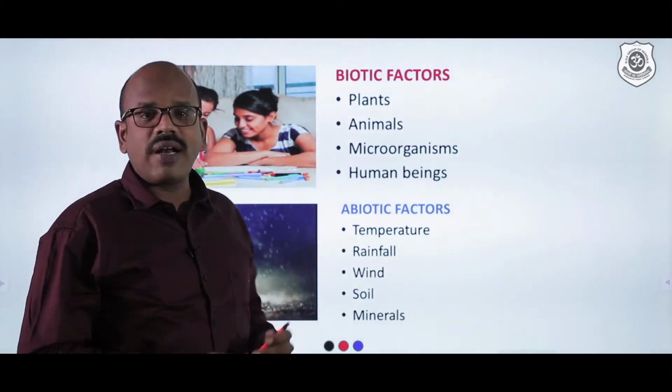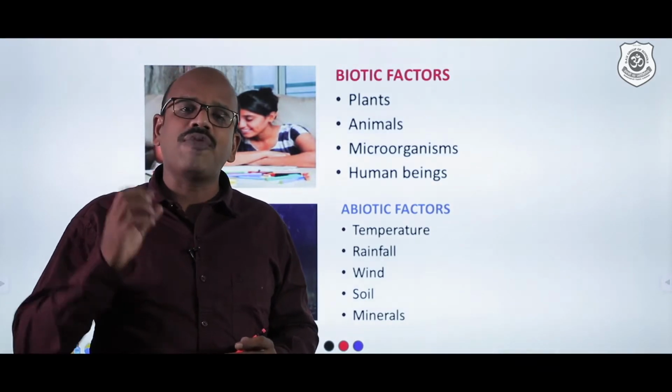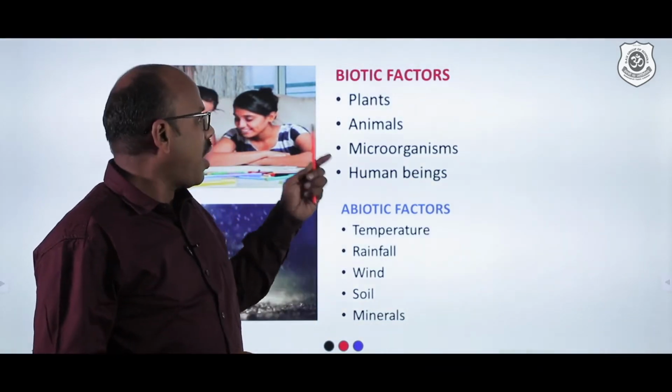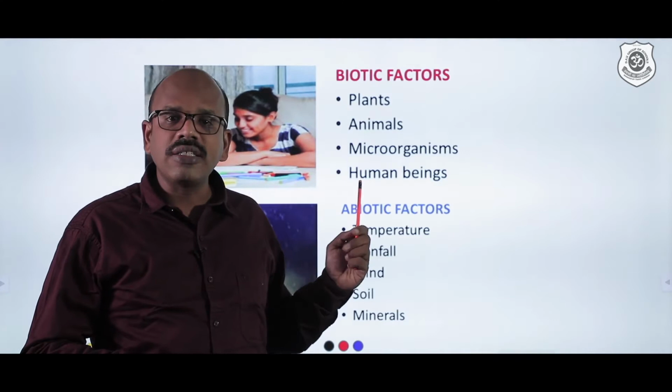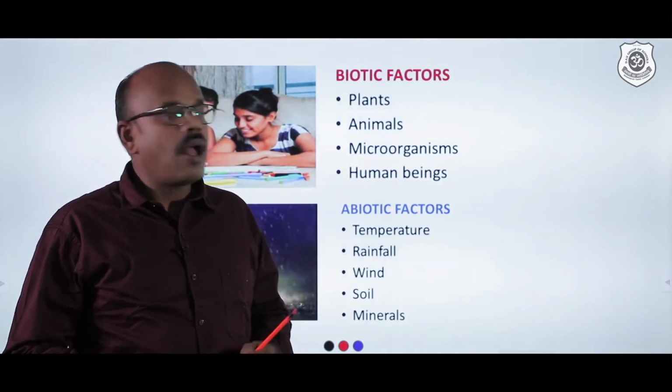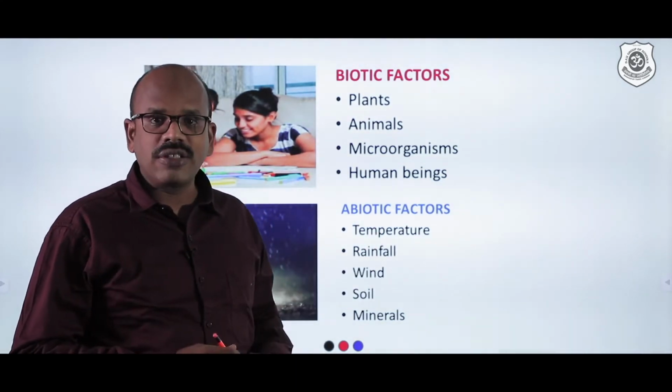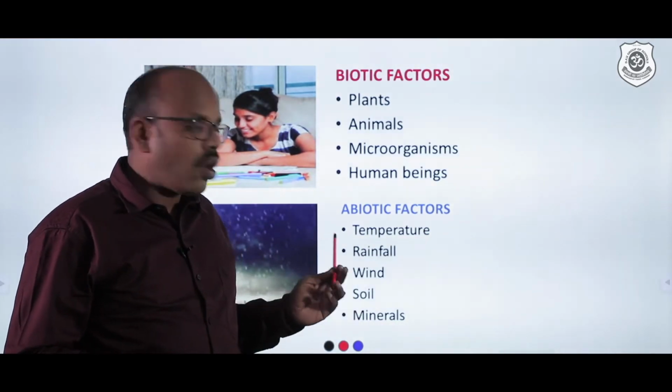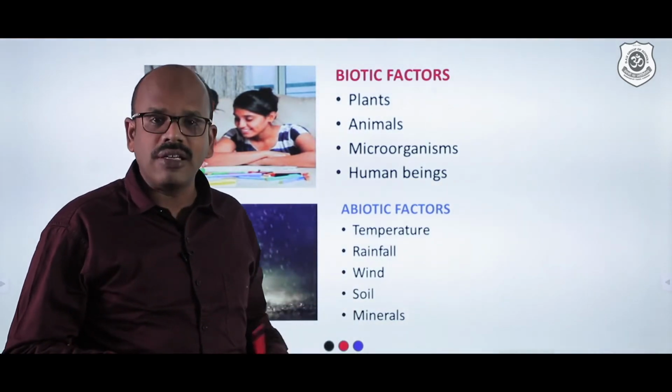What are the biotic factors? They are the living components of the environment. They are plants, animals, microorganisms and human beings. And what are the abiotic factors? Temperature, rainfall, wind, soil and minerals.